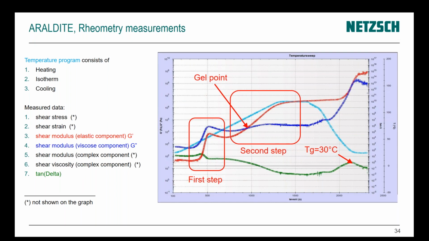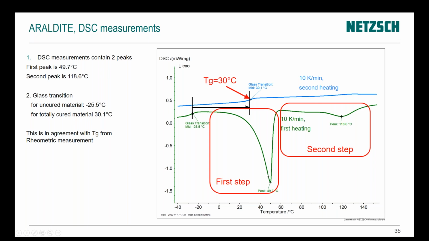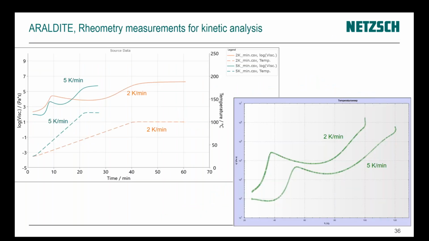If we compare the same with the DSC curve, the heat flow curve, then we have again a first step and a second step, and on the second heating of the completely cured material, we have a glass transition at the same 30 degrees C. So DSC data and rheometric data are in agreement with each other. And now let's make the analysis very, very fast.